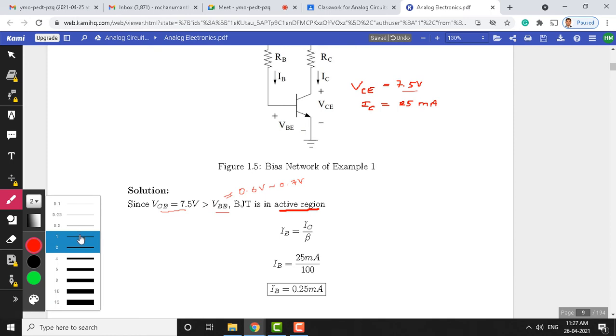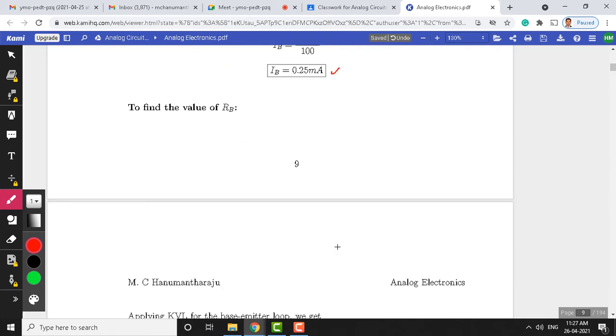Now, we can find out the base current from this. IB is equal to IC by beta. So, we can substitute here IC as well as beta. So, 25 milliampere by 100 gives me the base current IB as 0.25 milliampere. Now let us find out the value of RB.